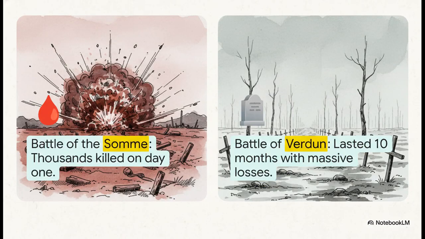The sheer scale of horror produced by these weapons is honestly difficult to process. But two major battles capture the different types of nightmares these soldiers faced. The Battle of the Somme was one of the bloodiest of the entire war, where thousands upon thousands of soldiers were killed on the very first day. Sudden, catastrophic mass death. Contrast that with the Battle of Verdun, a grueling, agonizing battle of attrition that dragged on for around 10 whole months, resulting in massive, devastating losses for both France and Germany.